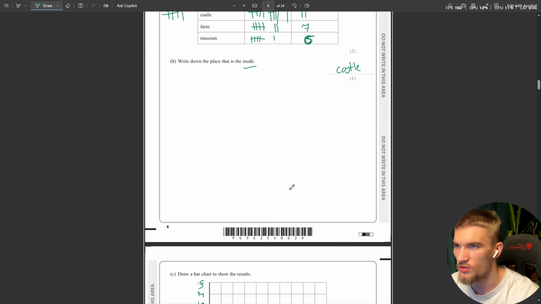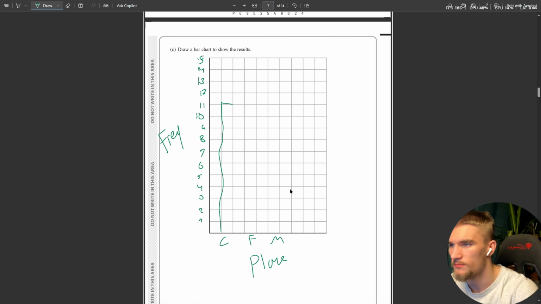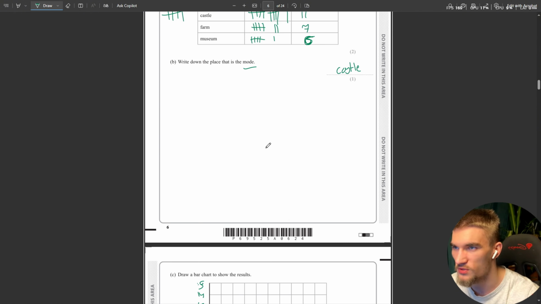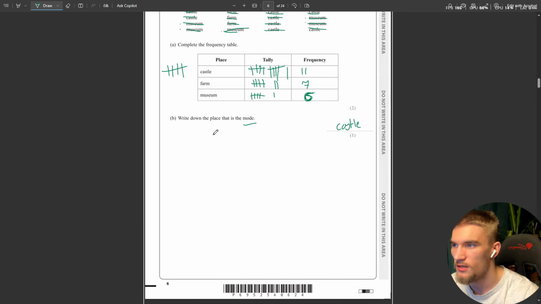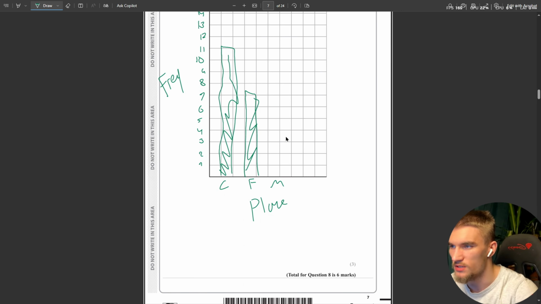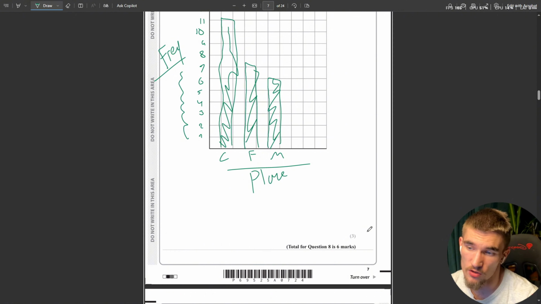So the castle is gonna go all the way up to 11. Oh, you should draw that with a ruler. Don't do what I'm doing here. The farm should go up to 7. So all the way up here to 7, and then the museum is going up to 6. With these questions, just make sure you space out these properly, make sure you label your axes properly, alright? And that's it. You can't go wrong with this.